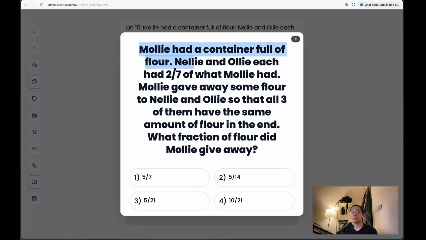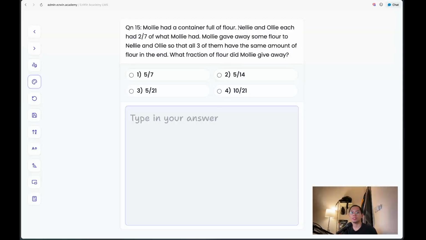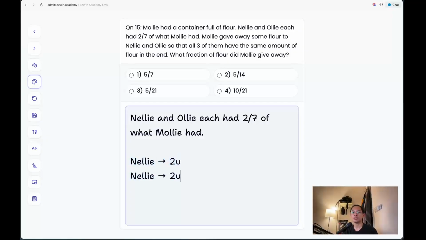Molly had a container full of flour. Nelly and Ollie each had 2/7 of what Molly had. Molly gave away some flour to Nelly and Ollie so that all three of them have the same amount of flour in the end. What fraction of flour did Molly give away? When it says Nelly and Ollie each have 2/7 of what Molly has, Nelly equals 2 units, Ollie equals 2 units, and Molly has 7 units.